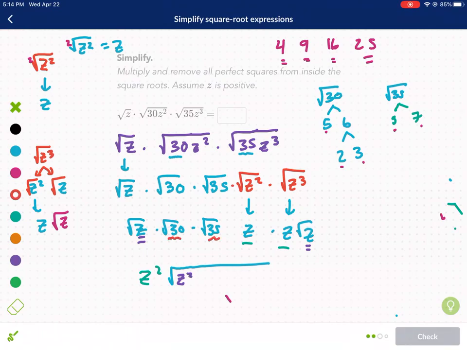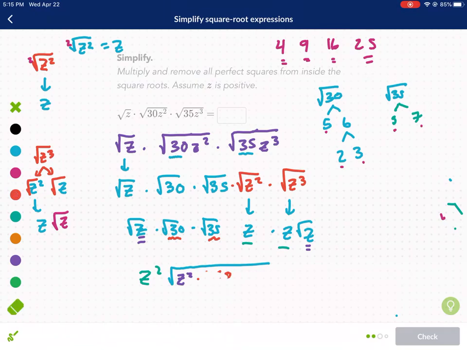Then I have 30 and 35. So let me get a little calculator for that. It's not going to be too complicated. We just do 30 times 35, and that gives us 1,050. Now here's the thing. If you wanted to, you could go about finding the perfect square factors of 1050. Okay, that's one way to do it.